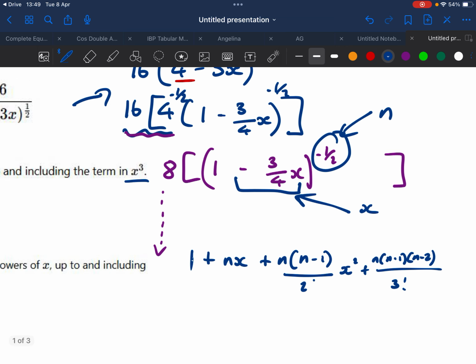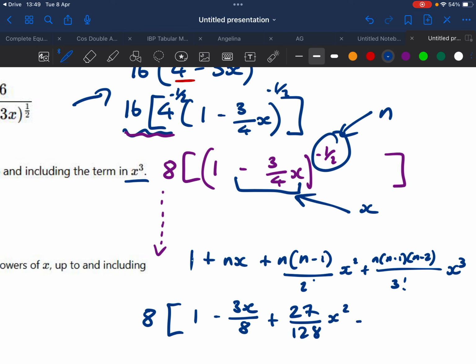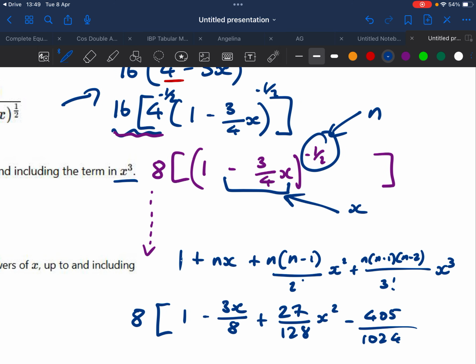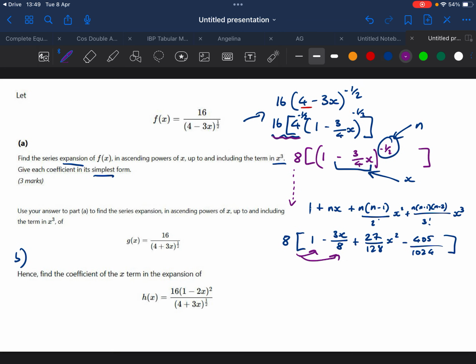We've gone over this in previous videos, so like I said, this isn't really the focus, but you'd end up getting 8 lots of 1. What would you have then? This will end up being minus 3x over 8 plus 27 over 128 x squared, and then finally minus 405 over 1024. And you'd make sure that you multiplied the 8 out to finish. So that's how you would do your part A, and we've looked at that in previous videos.